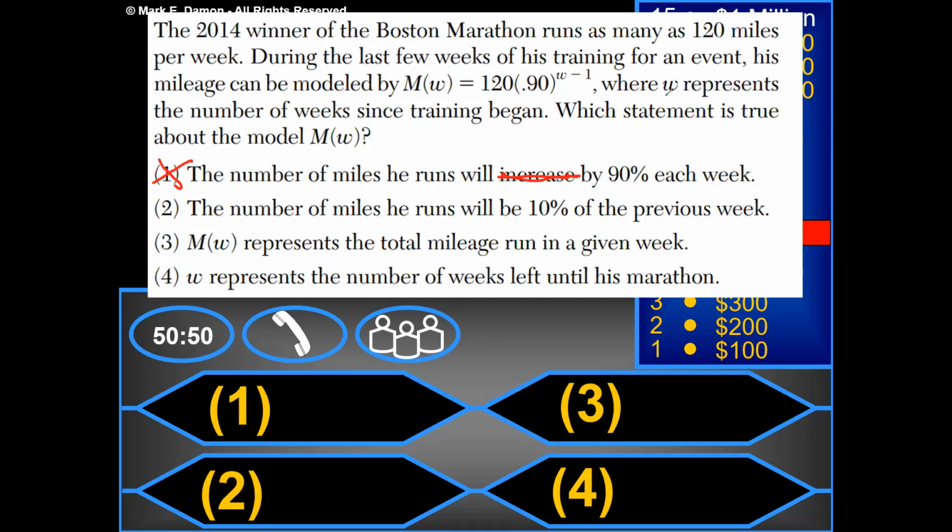Second, the W represents the number of weeks since training began, right? So if he's starting 20 weeks out, then the next week is 19 and 18 and 17, etc. Okay, so it's not how many weeks are left, it's how many weeks since he began. So 4 is out.